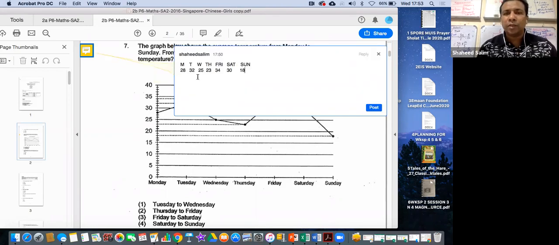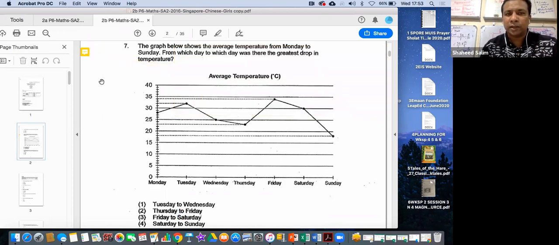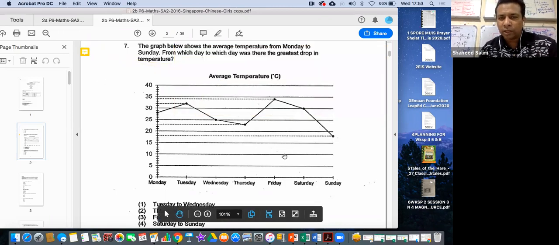So from Tuesday to Wednesday, sorry, we do it the other way around. Tuesday minus Wednesday, 32 minus 25, you get 7. There was a drop of 7 degrees. And the next one, Thursday to Friday, there was an increase in temperature. You can see the temperature went up. So this is not a drop. You cannot be number 2.